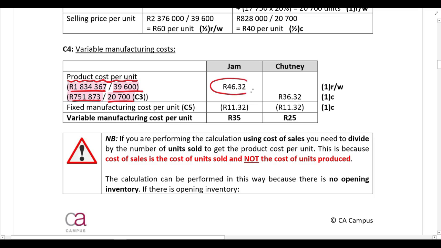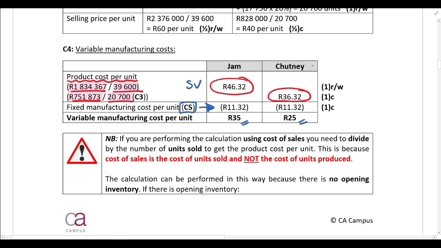And you can see you get exactly the same answer over there. And once you have that product cost per unit, you obviously just need to deduct the fixed portion, because we know this is a semi-variable cost. It includes a fixed portion and a variable portion. So you deduct that fixed overhead cost per unit, which is 11 Rand 32. We performed that calculation in calculation 5. And once again, you're going to be left with the variable manufacturing cost per unit.